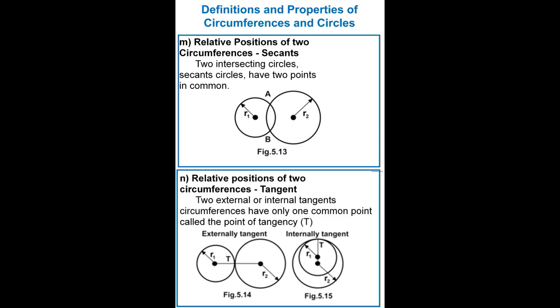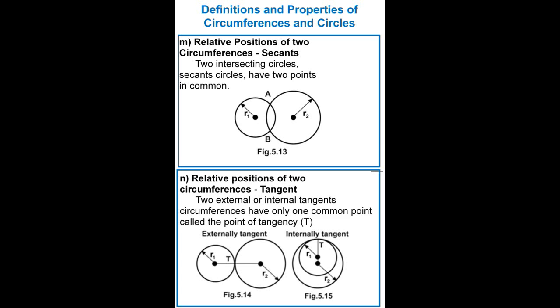In this first slide of this second class of Chapter 5 of this course of Basic Geometry, figure 5.13 shows two secant circles or circumferences. We affirm that two circumferences or circles are secants when they have 2 points in common. In the case of figure 5.13, you have 2 points in common, A and B.